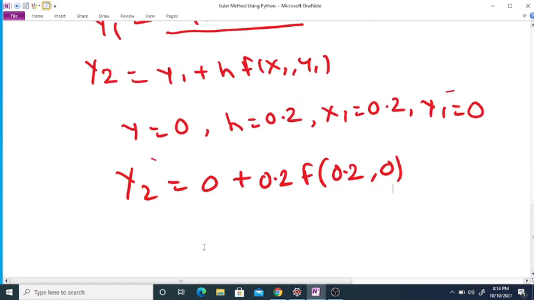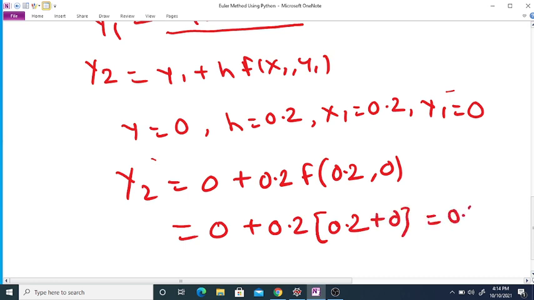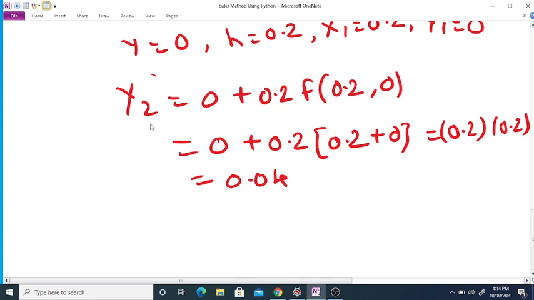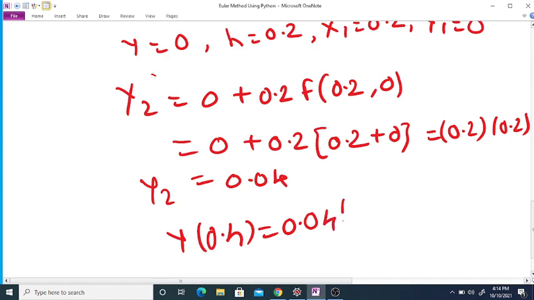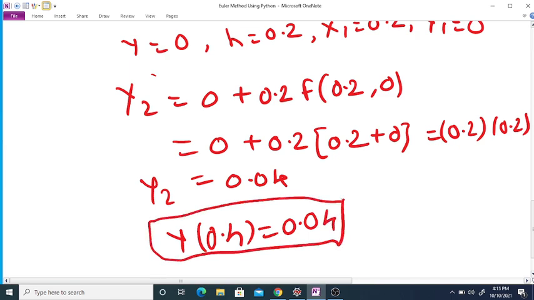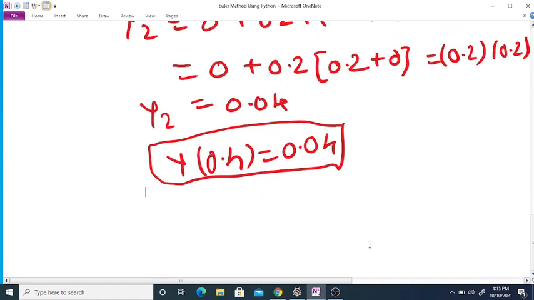So what is f of x y? f of x y is x plus y, so it is 0.2 plus 0. So this is equal to 0.2 into 0.2, which is equal to 0.04. This is the value of y2, which is nothing but y of 0.4 is equal to 0.04. So this is the answer we obtained by using Euler method.